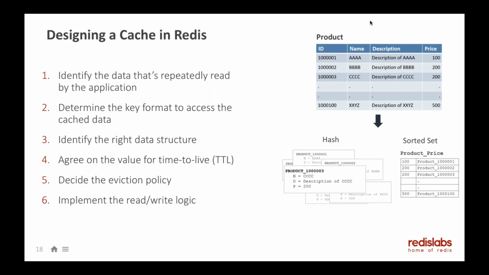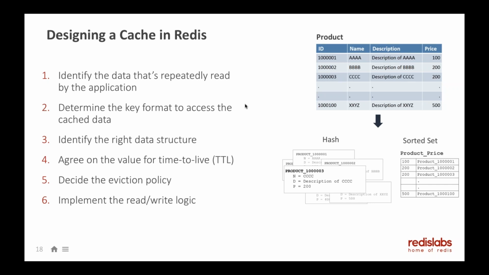Okay. So let's see the steps. And these are the steps that we recommend as best practices. If you are planning to design a new cache solution, we suggest that you follow this 6-step process. It's very easy to implement a caching solution. You just need to follow these steps. So first of all, in your database, you should identify all the data that is repeatedly read. And once you identify that data, you need to know how you are going to access the data once you put that data in a cache.